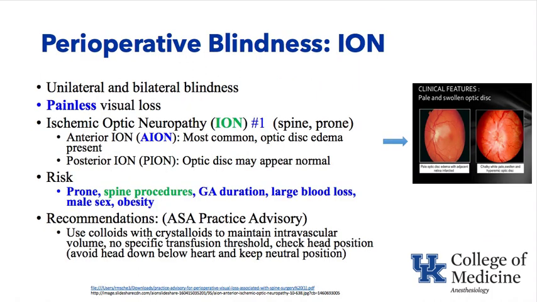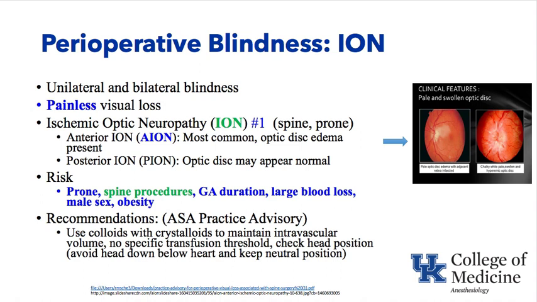The next keyword is perioperative blindness or ischemic optic neuropathy. In the case of orthopedic procedures, it's often spine surgery where a patient wakes up from a prolonged spine surgery with unilateral or bilateral blindness. It's painless, unlike, for example, a corneal abrasion, which would be very painful. Ischemic optic neuropathy of the anterior variant appears to be most common, but can also be of the posterior variant. And basically, it's ischemia of the optic nerve.